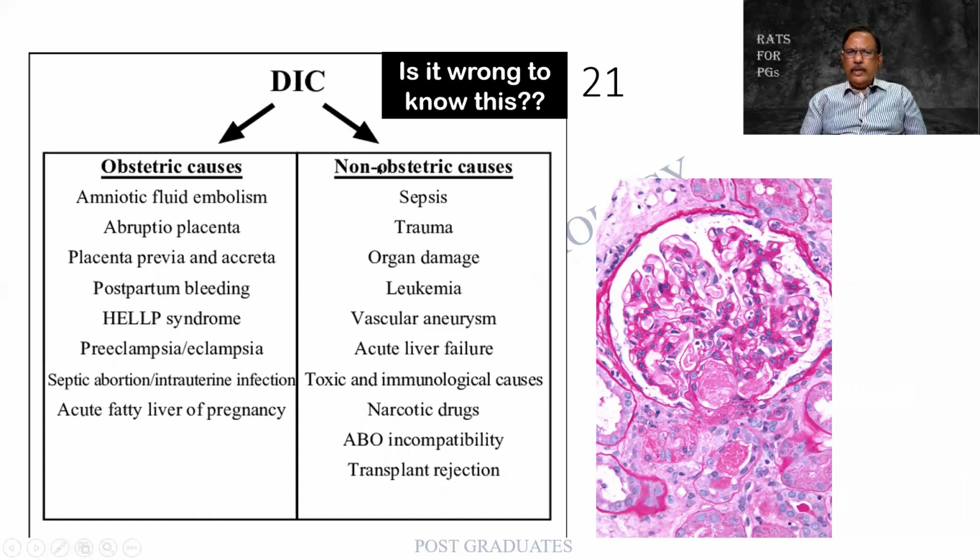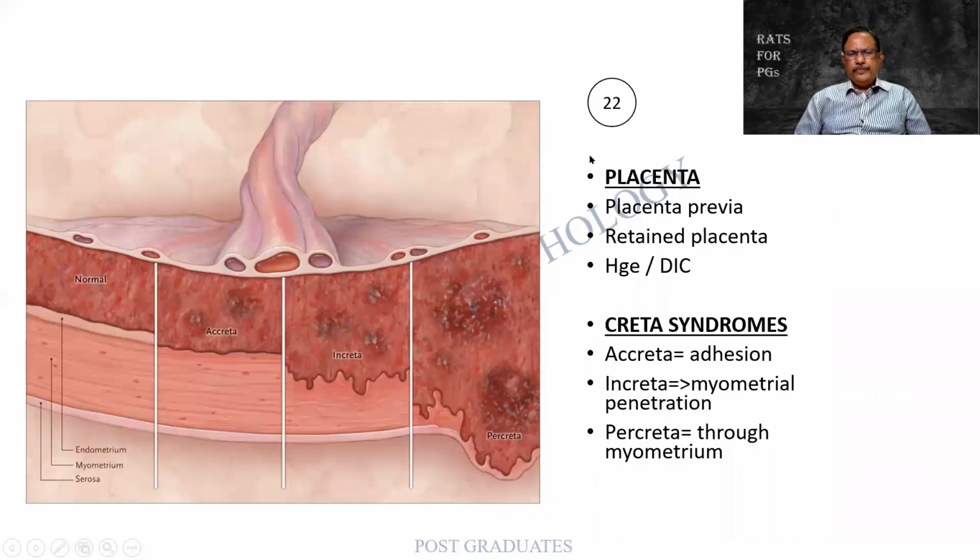So there can be obstetric causes, non-obstetric causes, and these are the various ones. Most of them I have mentioned. I am not going to repeat them. Regarding the non-obstetric causes, it can be sepsis, trauma, organ dysfunction, leukemia, etc. This is not related to obstetrics or even pregnancy, but it is worth knowing this particular table so that it will be useful for you elsewhere, even if DIC is going to be a question for you. Transplant rejection, blood group incompatibility, etc.